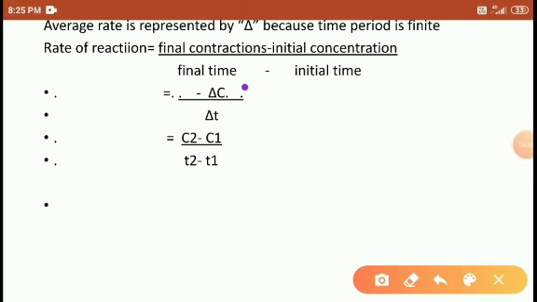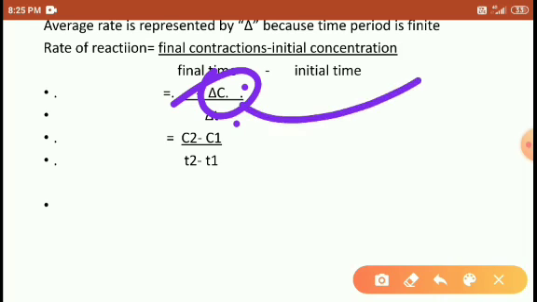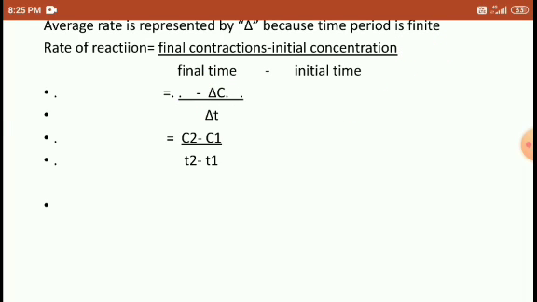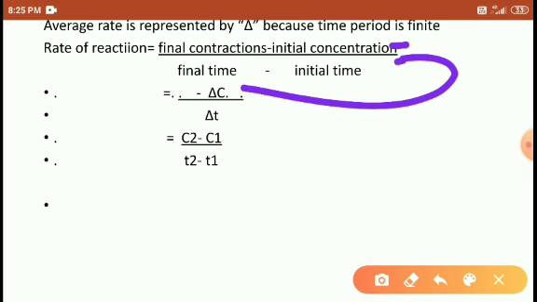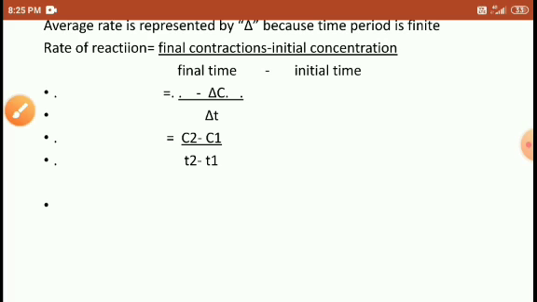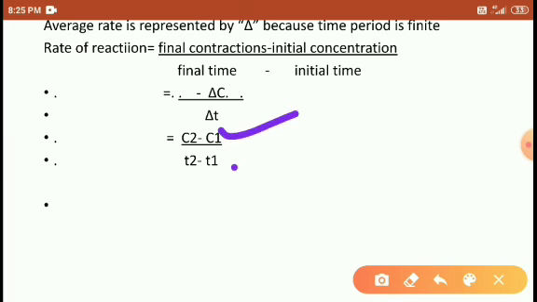Delta C by delta T. Delta C is the change in concentration, that is, the final concentration minus the initial concentration. The change in concentration, written as delta C, with respect to the change in time, delta T, or you may write it as C2 minus C1 by T2 minus T1. Right, students?